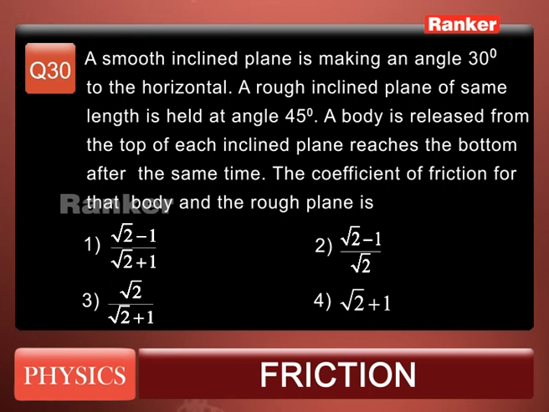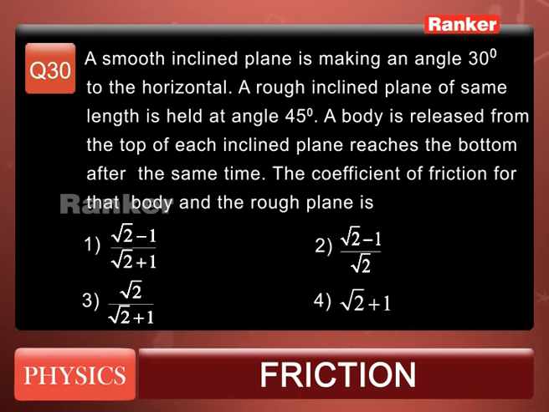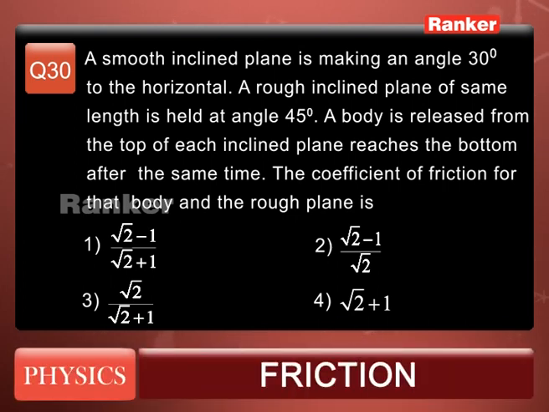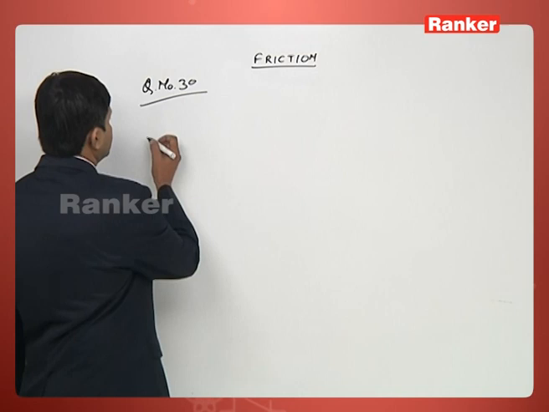Our first option is root 2 minus 1 by root 2 plus 1. Second option is root 2 minus 1 by root 2. Third option is root 2 by root 2 plus 1. And the fourth option is root 2 plus 1. Now see how to do this problem.